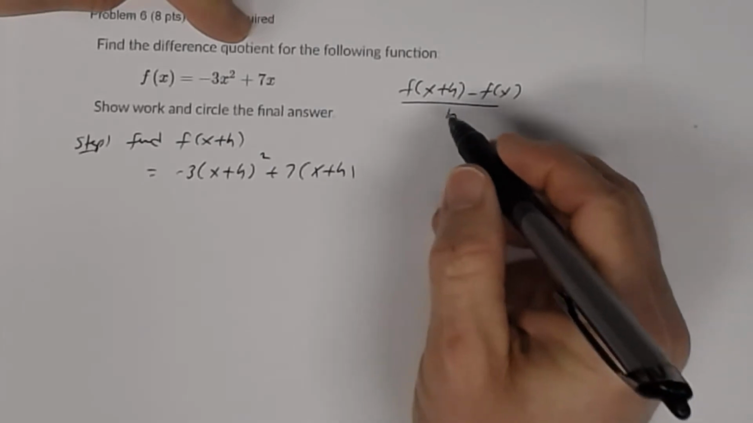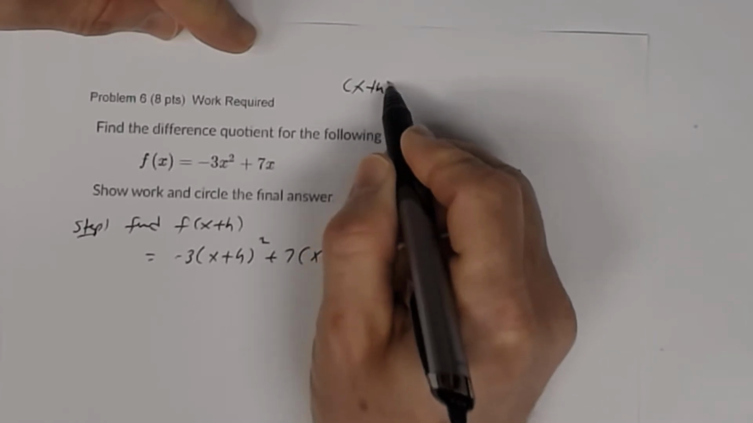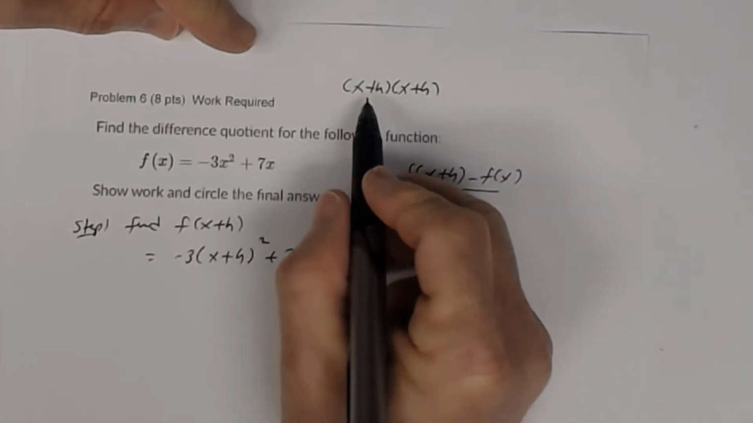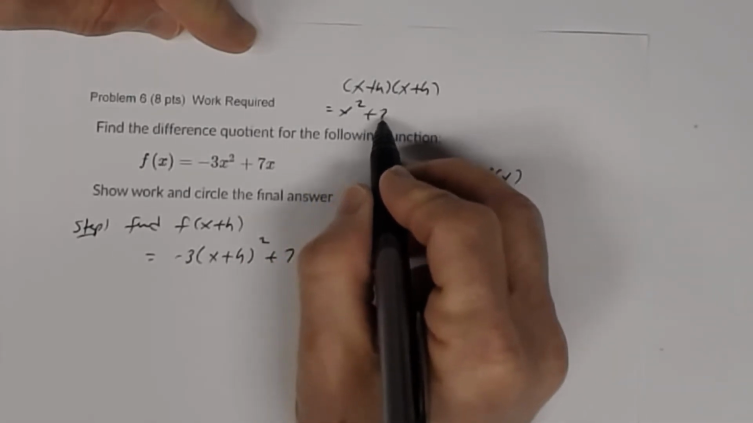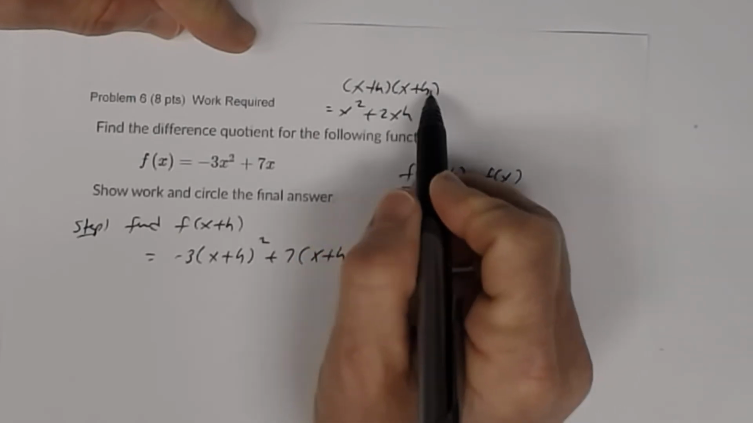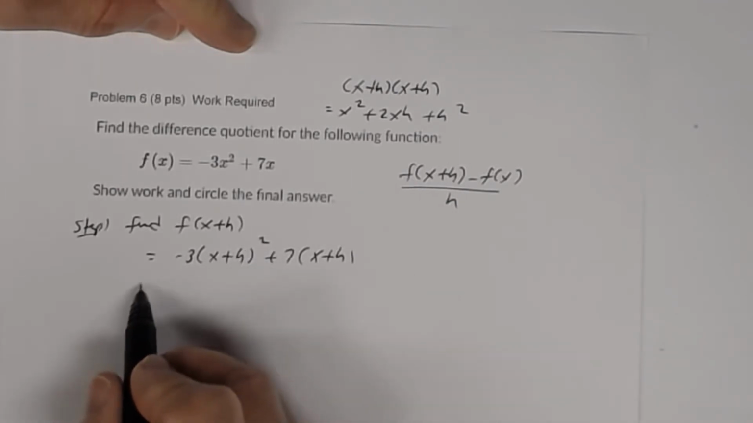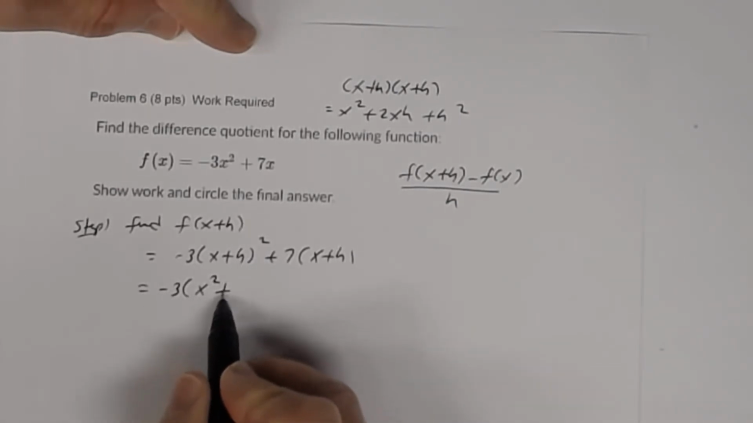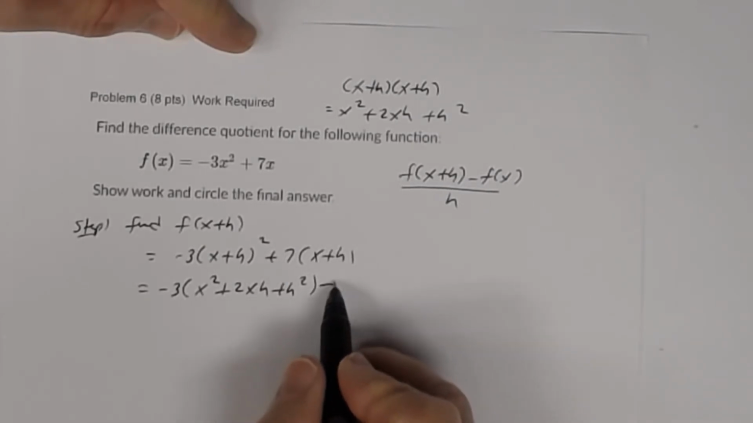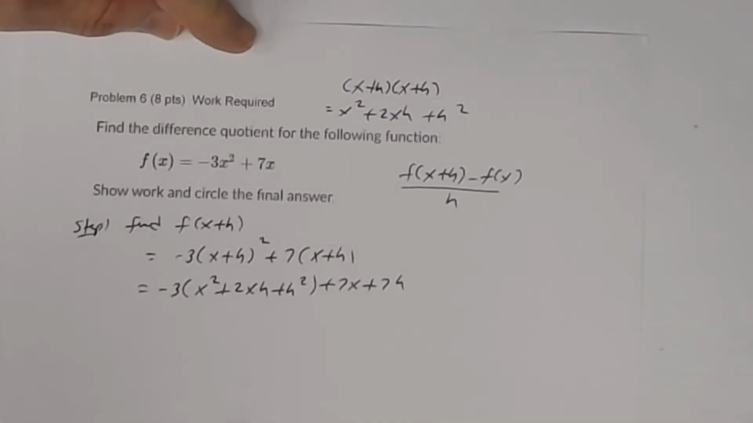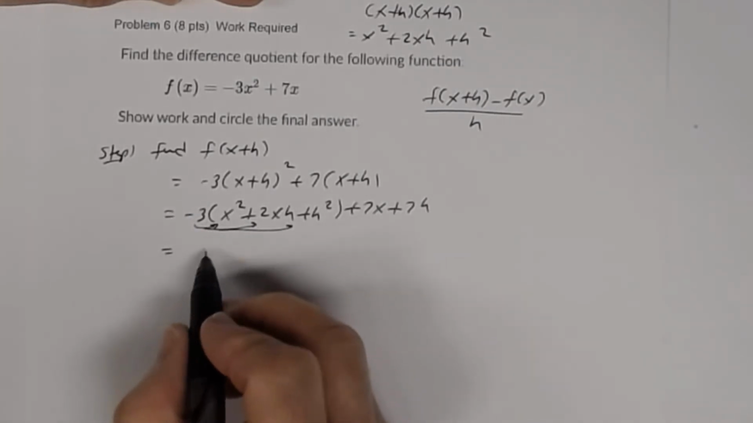Go off to the side, and remember this is x plus h times itself. When I FOIL this, that's x squared. The outer and the inner are the same, so that's plus 2xh. And the last, h times h, is h squared. So that is this binomial squared. This becomes negative 3 times x squared plus 2xh plus h squared. And then let's distribute the 7 here: plus 7x plus 7h. Now distribute the negative 3. That's step number 1, then simplify.